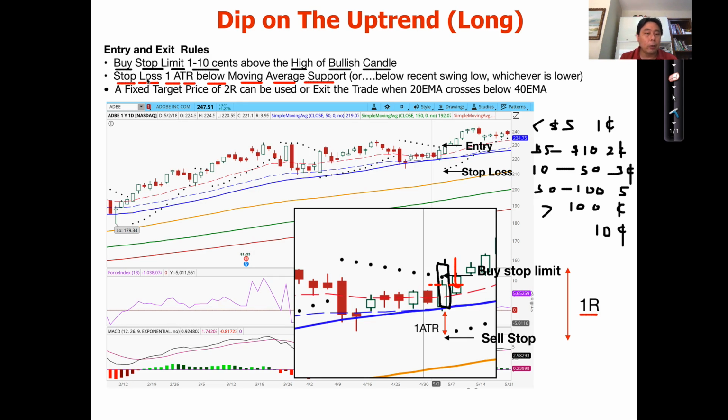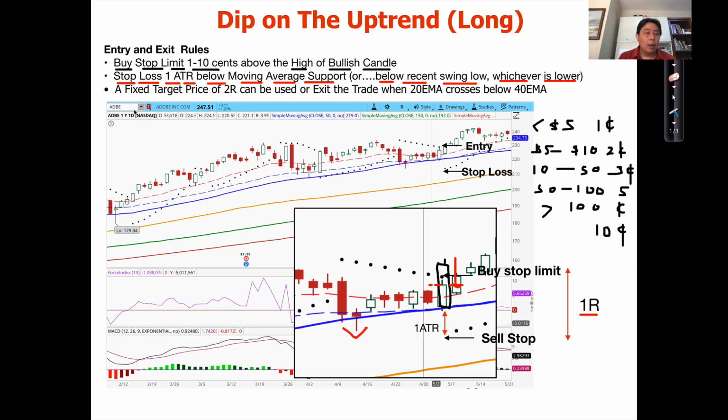Now, also take note that your stop loss should also be below the recent swing low, whichever is lower. Okay, let me repeat that once again. So your stop loss has to be 1 ATR below the moving average, correct? Or below the recent swing low. Now this is the recent swing low, the one that bounced off the moving average, right? So it's got to be 1 ATR below the moving average or below the recent swing low, whichever is lower. So in this case, this stop loss is below that, that's fine. Okay, so that's our stop loss over there.